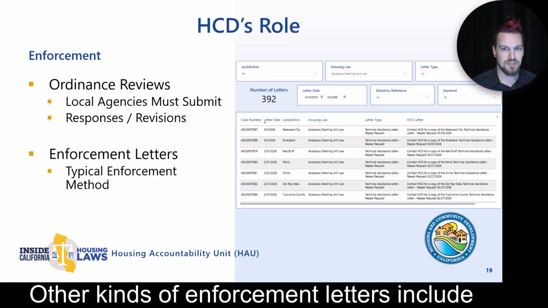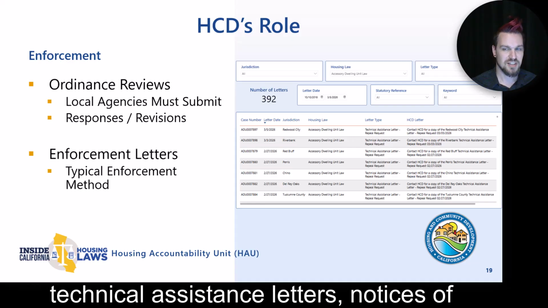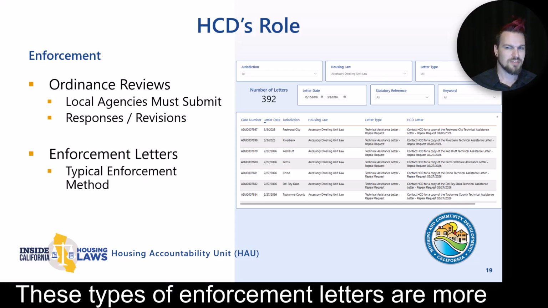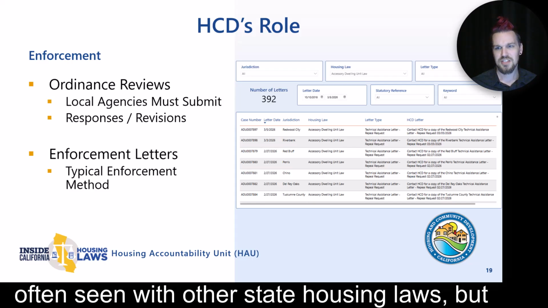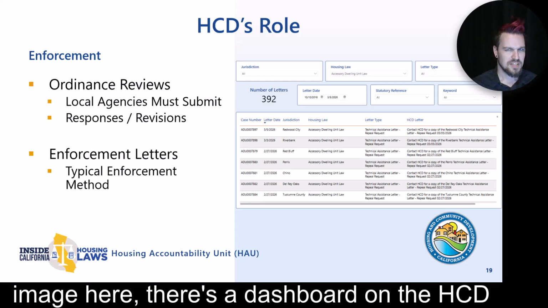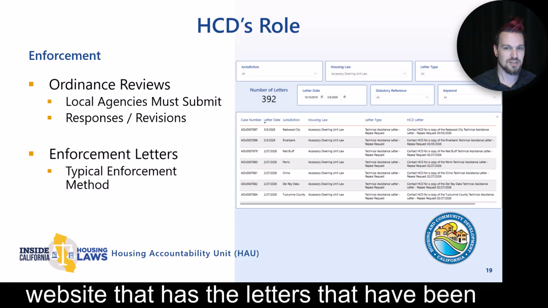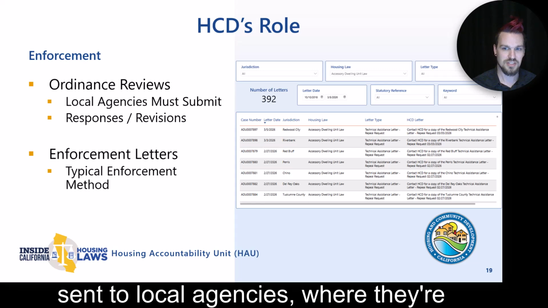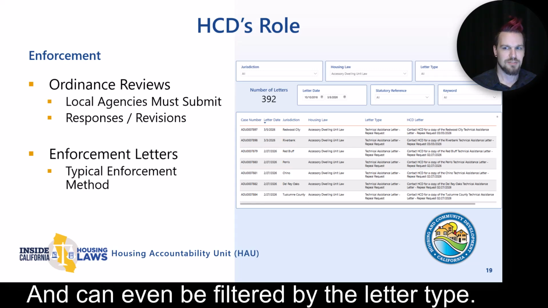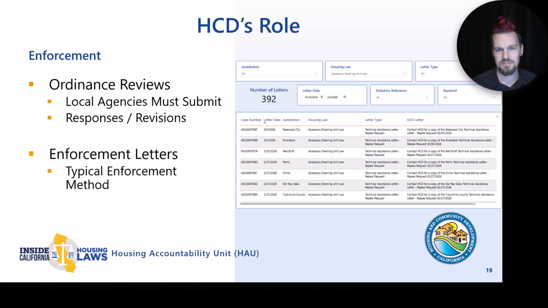Other kinds of enforcement letters include technical assistance letters, notices of potential violation, and notices of violation. These types of enforcement letters are more often seen with other state housing laws, but they are also utilized for the enforcement of state ADU law. In the image here, there is a dashboard on the HCD website that has the letters that have been sent to local agencies, where they're searchable and can even be filtered by the letter type.